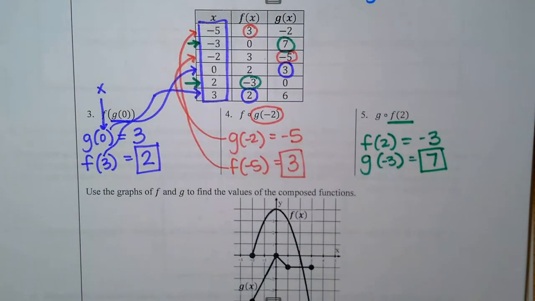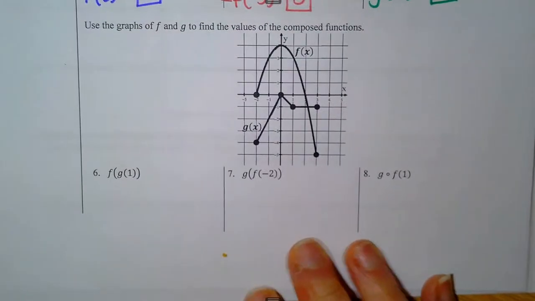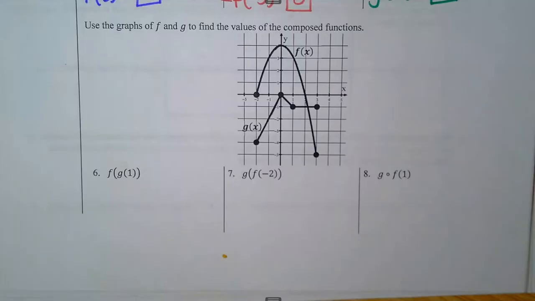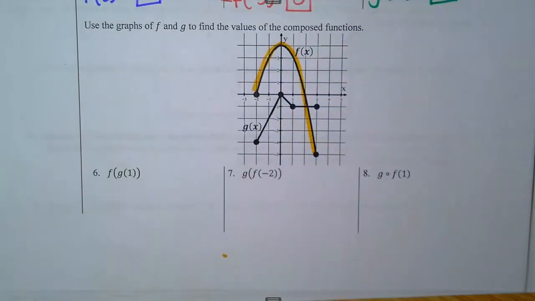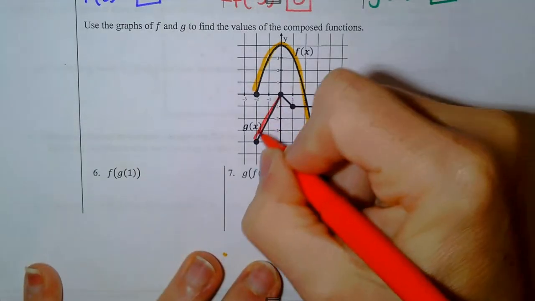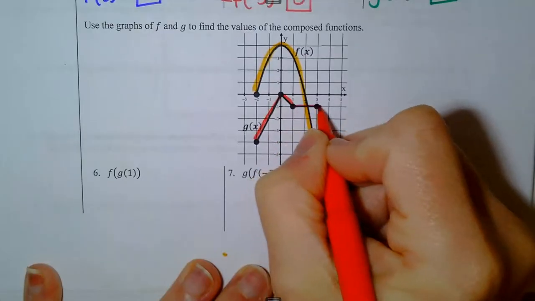How are we doing? Good? Easy peasy? Okay. And then the third way is to look at two graphs. The only thing that gets confusing is making sure that they are separate. So you can sometimes color code them if you wanted to. If that helps you, just to know like this one's this one and this one's this one. That might help, I don't know.